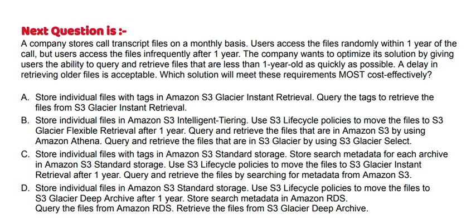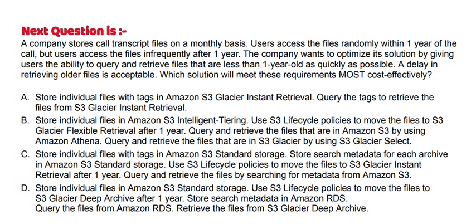Option A: store individual files with tags in Amazon S3 Glacier Instant Retrieval. Query the tags to retrieve the files from the S3 Glacier Instant Retrieval. Option B: store individual files in Amazon S3 Intelligent-Tiering. Use S3 lifecycle policies to move the files to S3 Glacier Flexible Retrieval after 1 year. Query and retrieve the files that are in Amazon S3 by using Amazon Athena. Query and retrieve the files that are in S3 Glacier by using S3 Glacier Select.